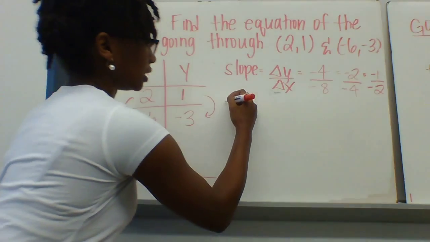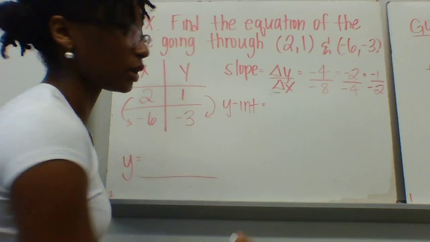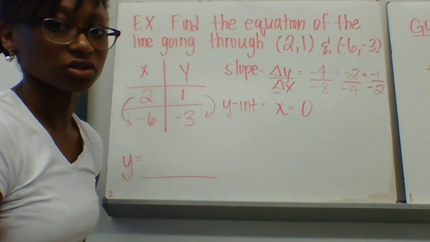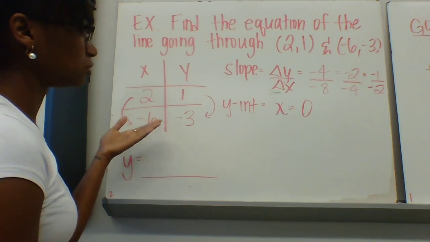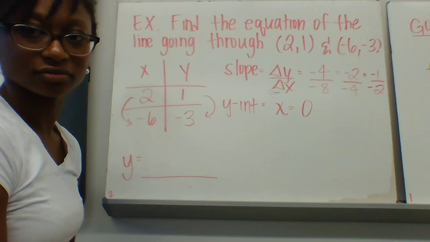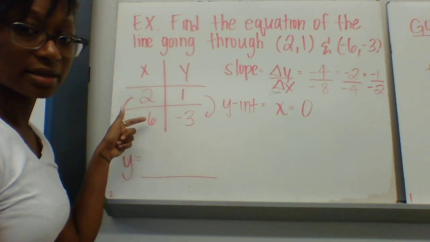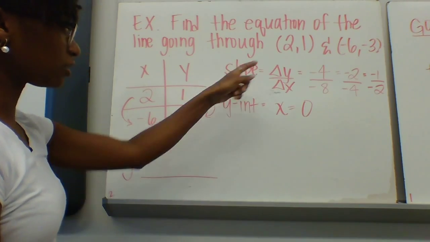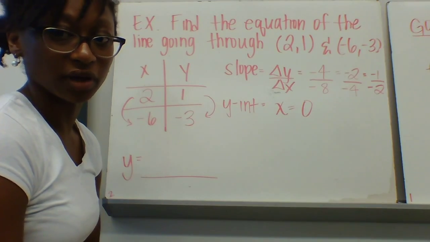So our y-intercept is the point where your x value is 0, because that's where it crosses the y-axis. So looking at my table, do we see where x is 0? We see where x is 2, and we see where x is -6. But we know if we decrease our y value by 1, we're going to decrease our x value by 2.